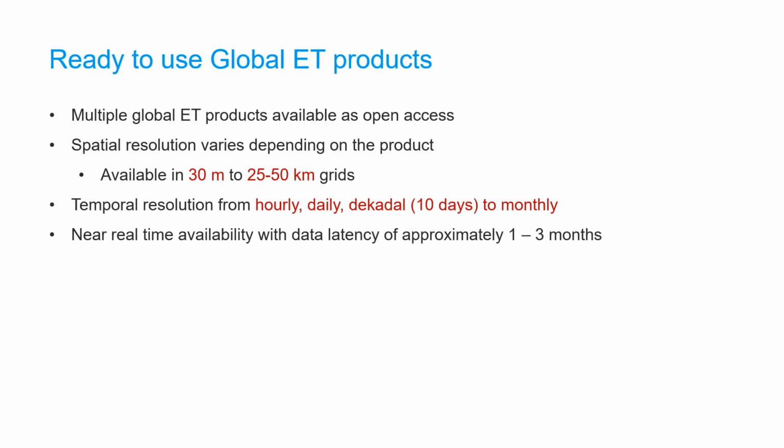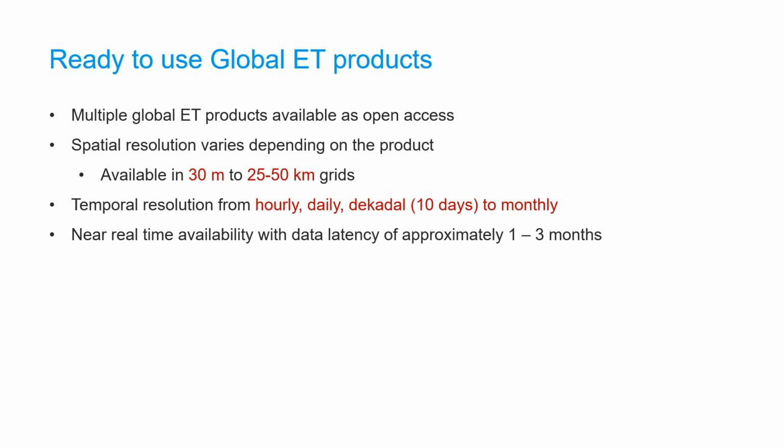There are multiple global ET products available as open access in the public domain. These products have a spatial resolution which varies significantly depending on the specifications. There are ET products available at a higher resolution of 30 meter to a much coarser resolution of 25 to 50 kilometer grids.